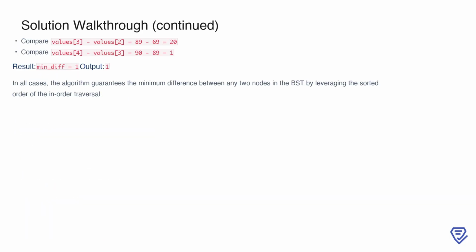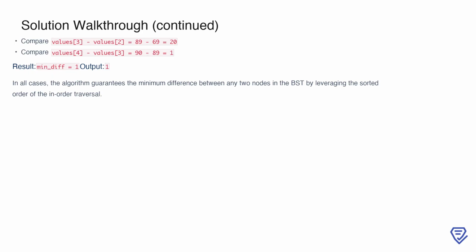Using the sorted list 49, 52, 69, 89, 90, we calculate the minimum difference. First, we compare 52 minus 49, which equals 3. Then, 69 minus 52 gives 17, and 89 minus 69 equals 20. Finally, we compare 90 minus 89, which equals 1. Among these differences, the smallest is 1. Thus, the result for this example is 1.